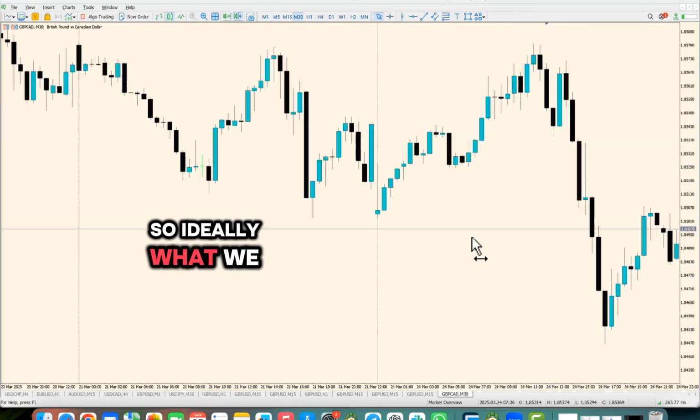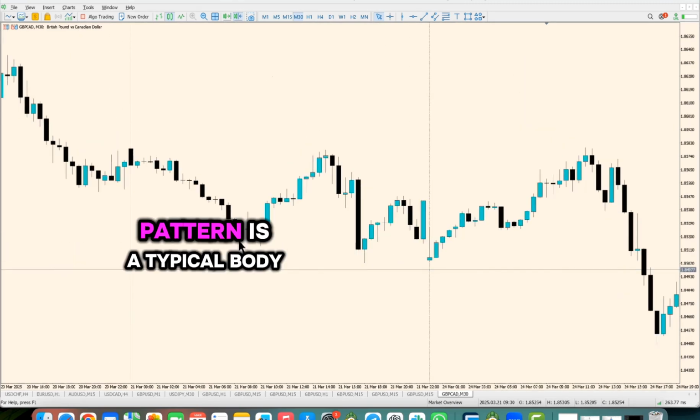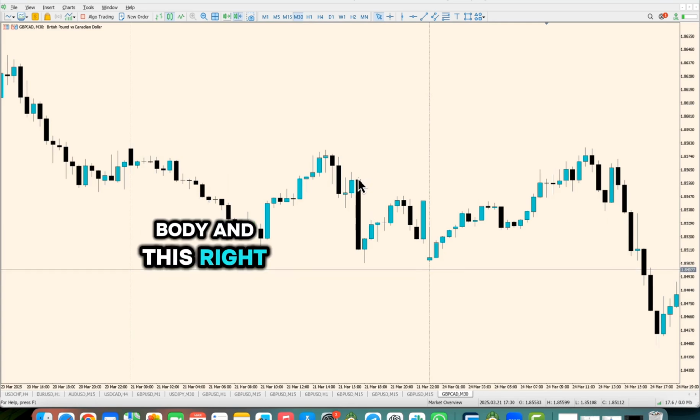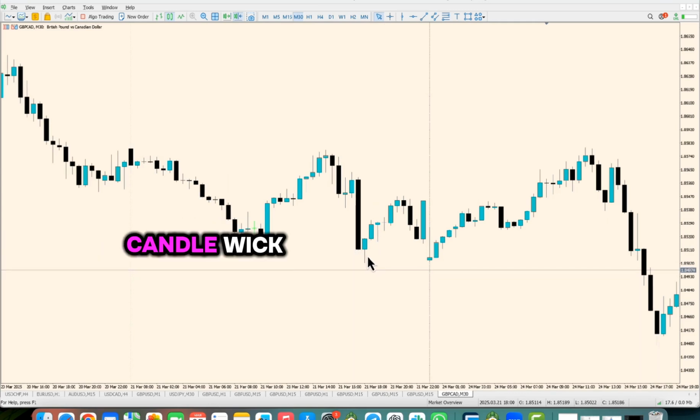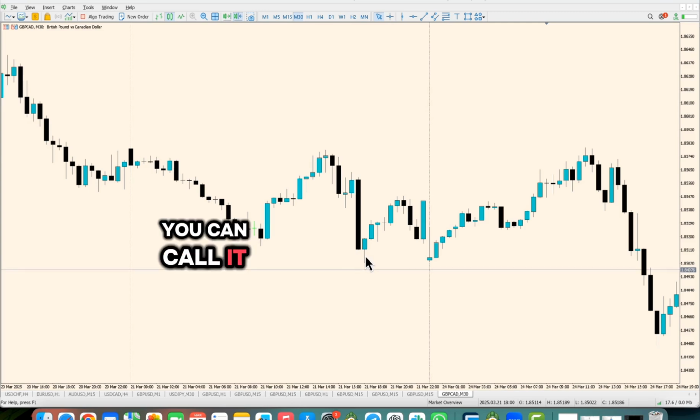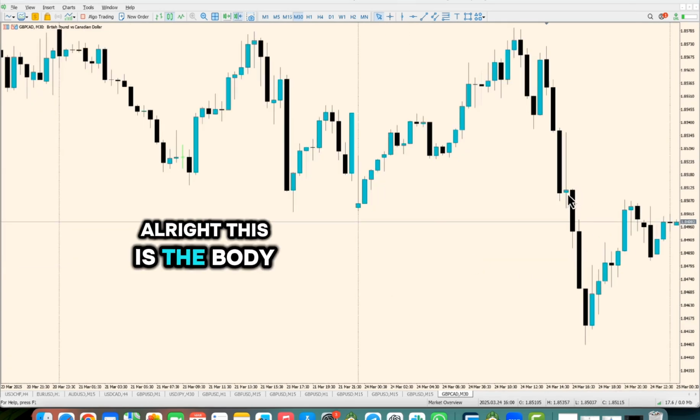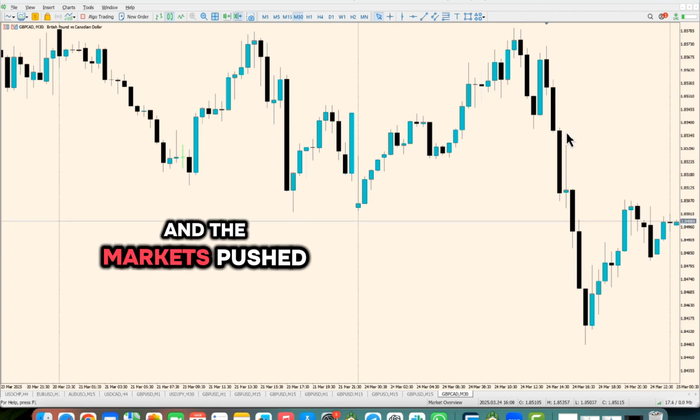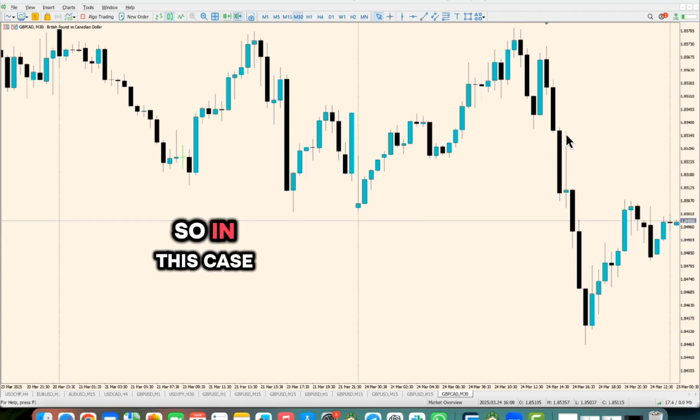So ideally, what we have with a candlestick formation pattern is a typical body. This is the candle body, and this right here is the candle wick. This is the candle body, and this is the candle wick. You can call it a tail, you can call it a shadow, you can call it a wick, W-I-C-K. All right. This is the body, this is the wick. Now, this represents where the market has gone to, and the market pushed it down. So in this case, it is the bears that pushed it down, and in this case, it is the bulls that pushed it back up right there.